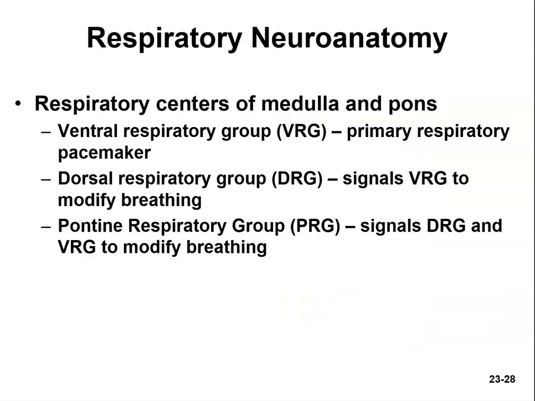Respiratory neuroanatomy. Respiratory centers are the medulla and the pons. You have the ventral respiratory group, the VRG, the primary respiratory pacemaker. You have the dorsal respiratory group, the DRG, which signals the VRG to modify breathing. And then you have the pontine respiratory group, the PRG, which signals the DRG and the VRG to modify breathing. Again, this is more physio, but at least you know that this takes place in the medulla and the pons.